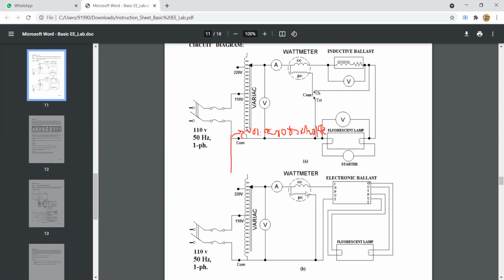Now in similar fashion, you will decrease the voltage and see at which voltage the fluorescent lamp gets off, and it will be around 10 volts. The extinguishing voltage in case of a fluorescent lamp with electronic ballast is 10 volts. So this is how this experiment is done.